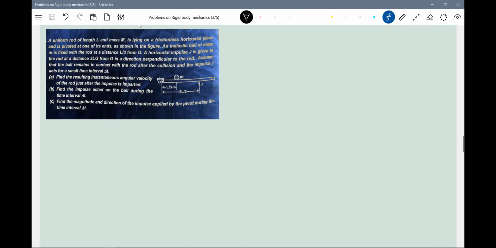So carefully analyze. There's some particle. It is asking for the force of impact, to find the resulting instantaneous angular velocity that we can find. Find the impulse acted on the ball during the time interval. That's some ball attached to the rod. There are two cases: first, the ball is attached; second, the ball is free to move. We have to discuss two cases.